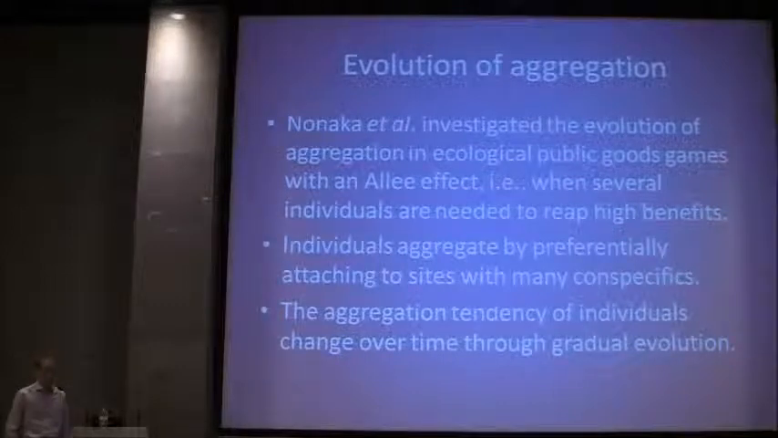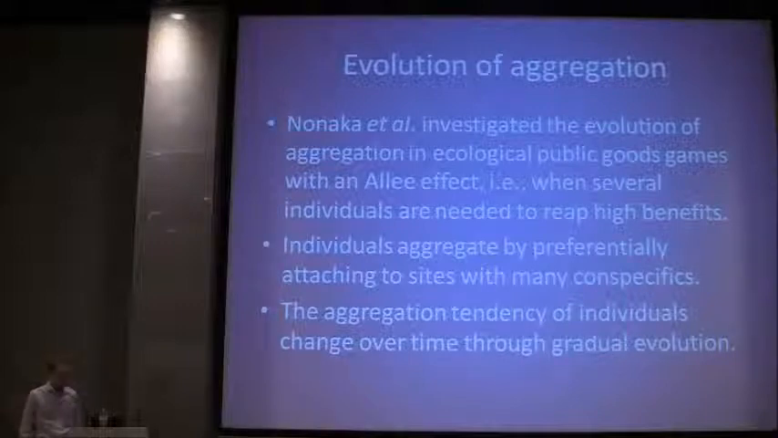We model this in a stylized way with an ecological public goods game with an Allee effect. So there was a need to have a certain number of individuals before one could really have a reproductive success or high payoff. And in this model, we assume that individuals can aggregate by preferentially attaching to sites or trees that already have many individuals. And then we evolve this tendency to aggregate. So it could either increase over time or decrease over time.